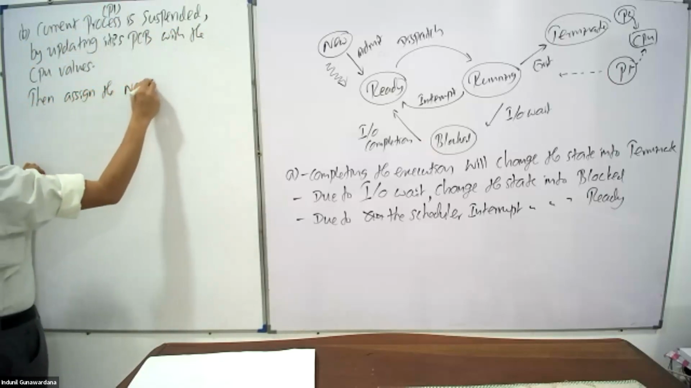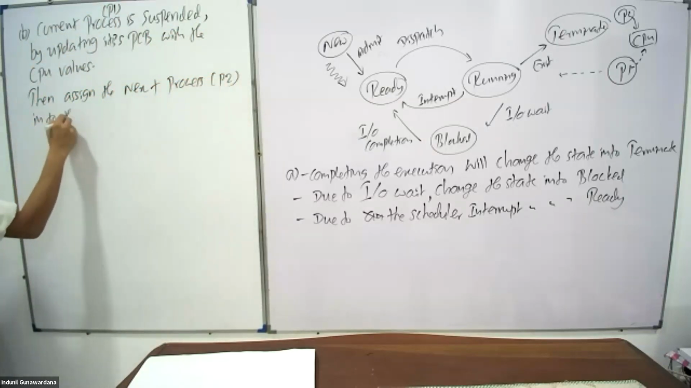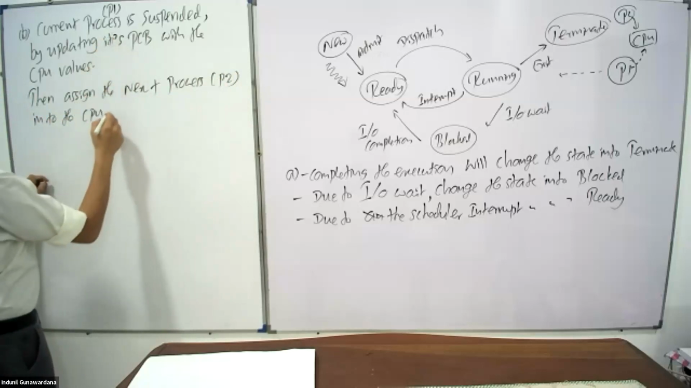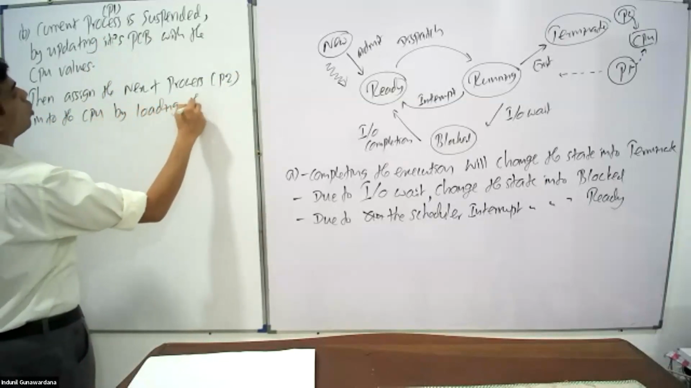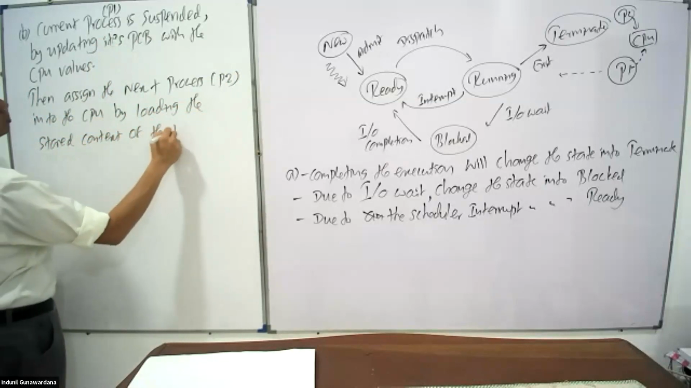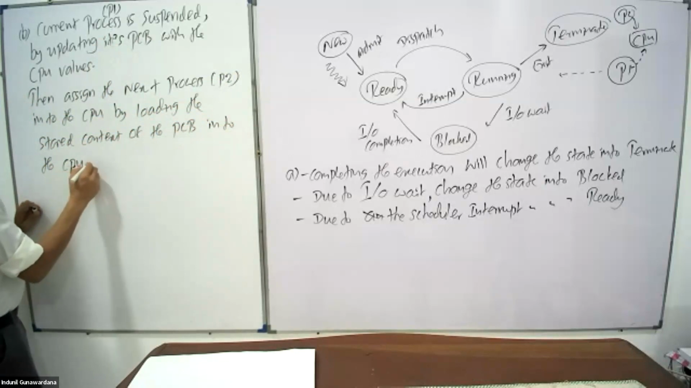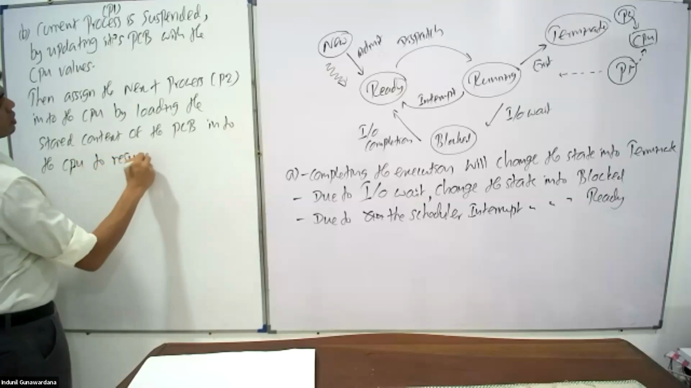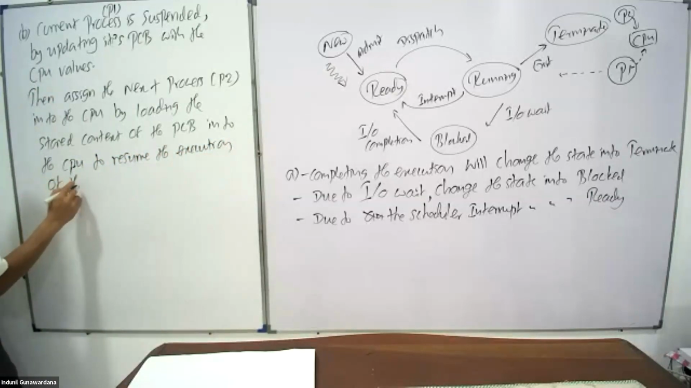Then we can say: assign the next process, maybe P2, into the CPU by loading the stored context of the PCB into the CPU, to resume the execution of that process.